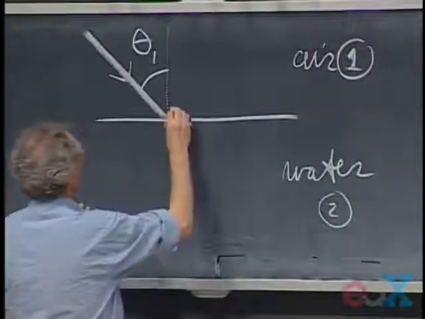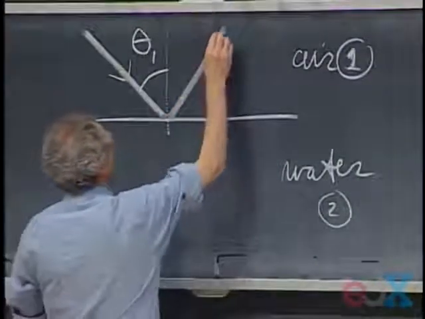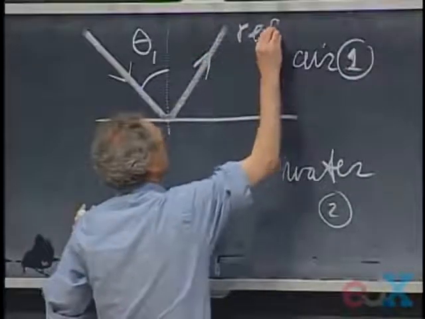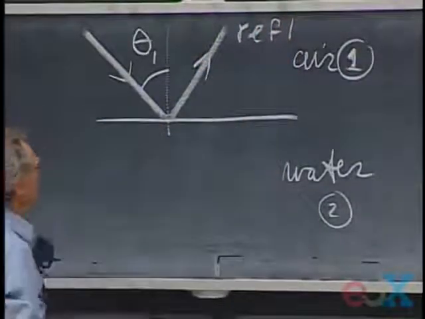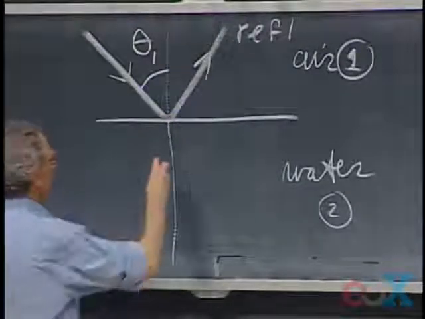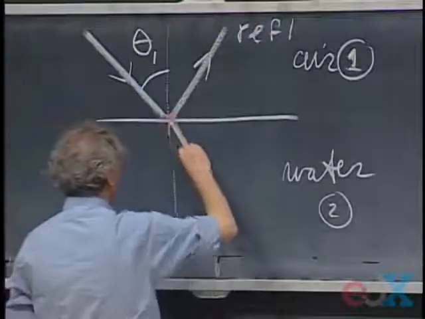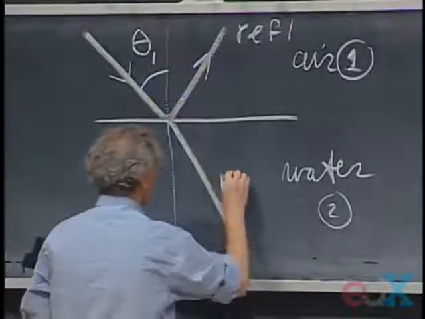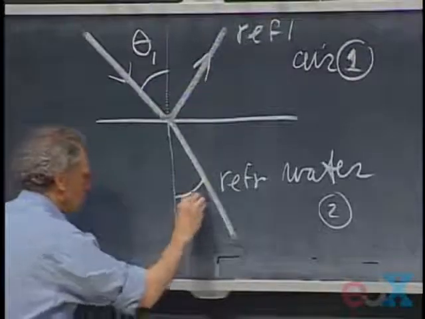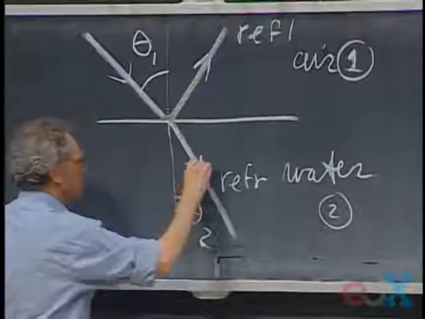I will see now that some of that light is reflected, with an L as in lion, and some of that light goes into the water, and we call that refracted, with an R as in Richard, and this angle we'll call theta 2.